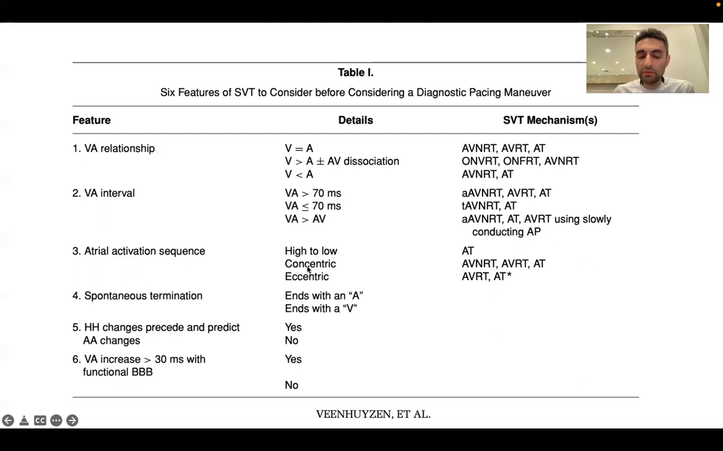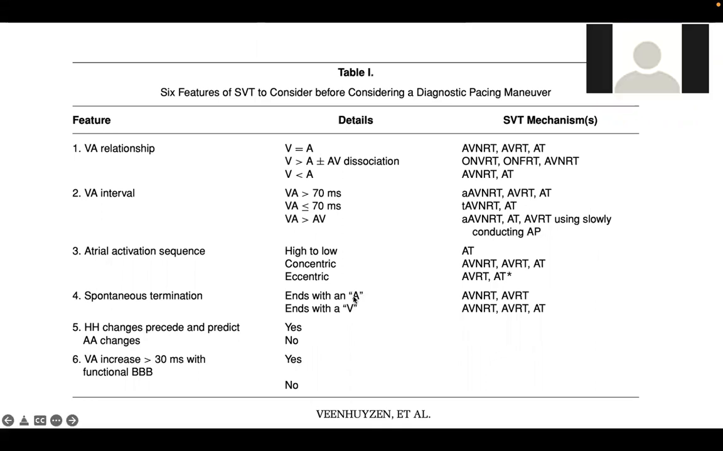We didn't talk about this yet, so we'll just skip this. If the SVT terminates with a P wave, then this is not atrial tachycardia, because if it terminates with a P wave, then the AV node blocked. So why would an atrial tachycardia terminate when the AV node blocks, right? It's not atrial tachycardia. This is a very helpful observation. Right, guys? Okay, if it ends with a V, it's not very helpful.